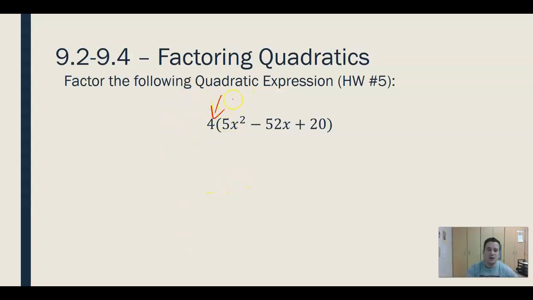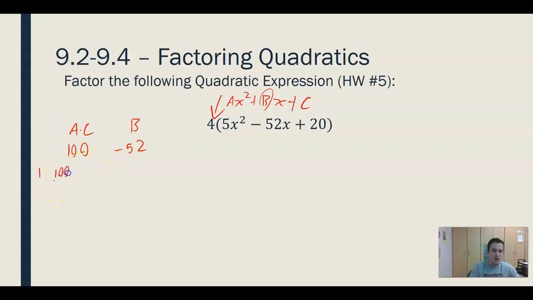Step number 2, if this is ax squared plus bx plus c, I multiply a and c together. 5 times 20 is 100. And I need to find two numbers that multiply to make 100 and add to b, or to negative 52. That was what we did in section 2. We practiced finding two numbers that would multiply to make a certain number and add to another, with a variety of different numbers. So let's find factors of 100.